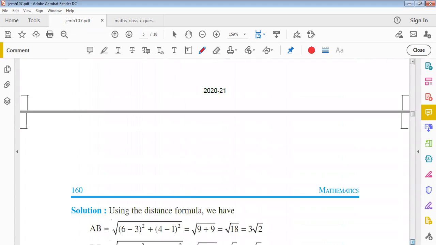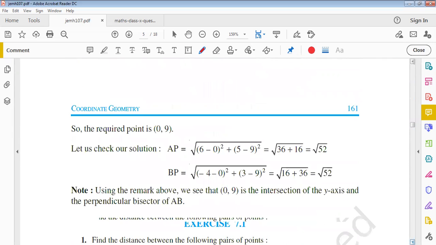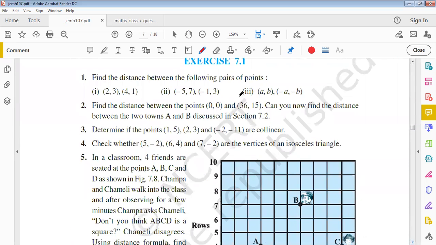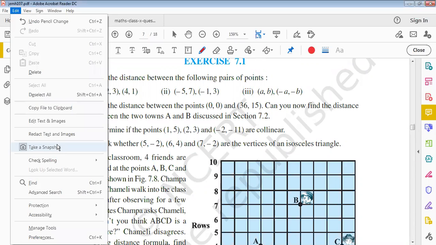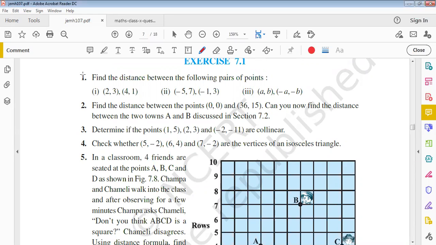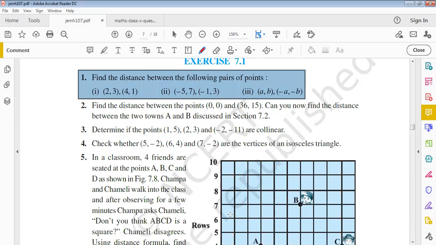So now I'm moving to the exercise. Based on that, I'll continue the sums from the other examples. Wait a second. Now look at the first problem: find the distance between the following pairs of points. Here there are 3 questions in the first exercise, first Roman numeral. We'll do 2 questions and the other one I'll give you as homework. Okay, fine.